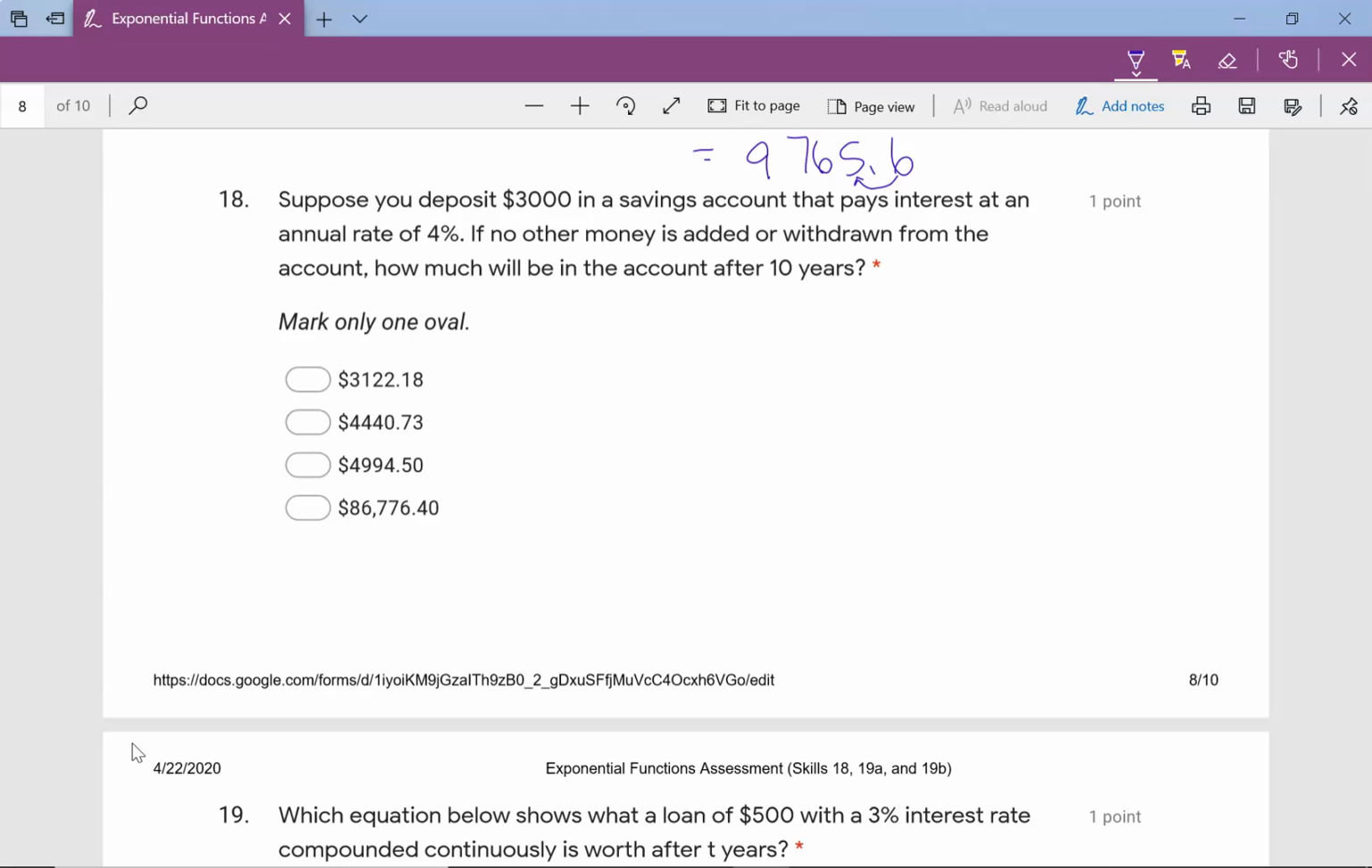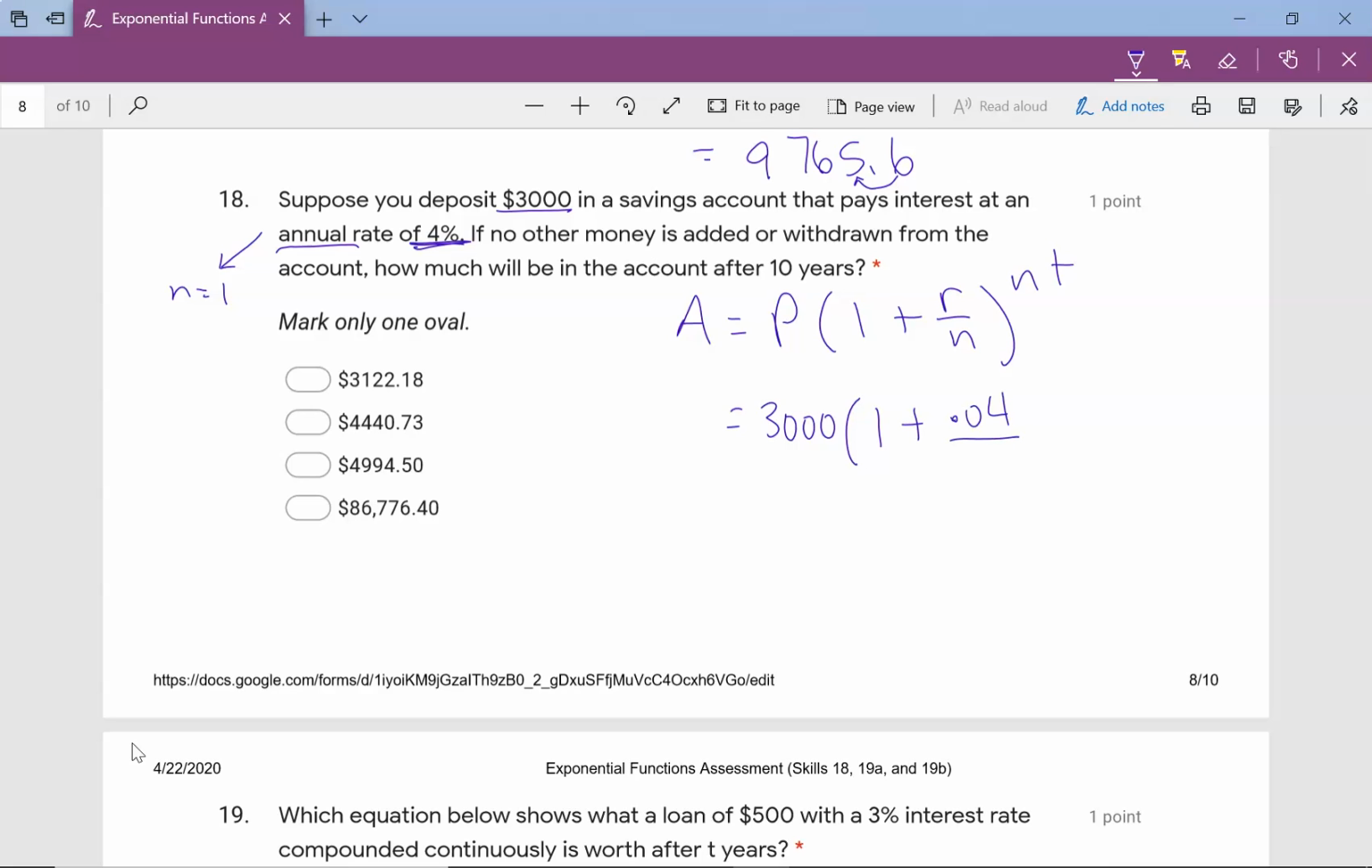Okay, number 18. Suppose you deposit $3,000 in a savings account that pays interest at an annual rate of 4%. So annual rate means n equals 1. So we're using that compound interest formula. Okay, you deposit $3,000, that's your principal. Your rate, so 4%, so I'd write 0.04.